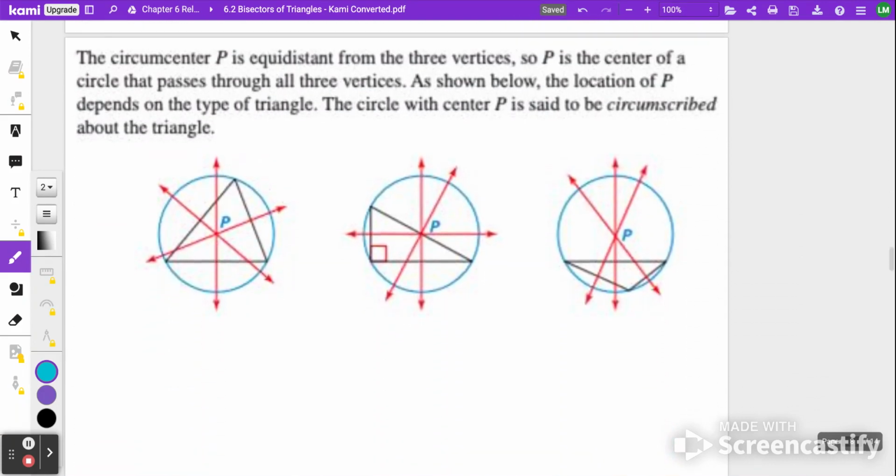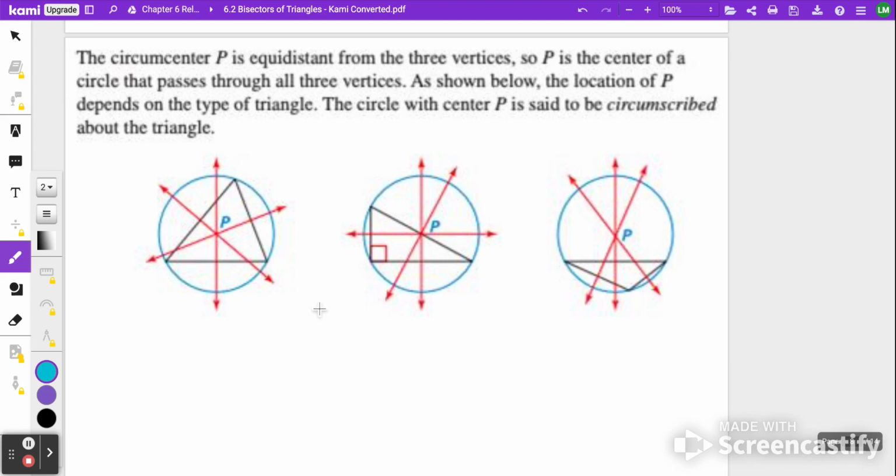All right, next one, it says the circumcenter P is equidistant from the 3 vertices so that P is the center of the circle and passes through all 3 vertices. So as shown below, the location of P depends on the type of triangle. The circle with center P is said to be circumscribed about the triangle.